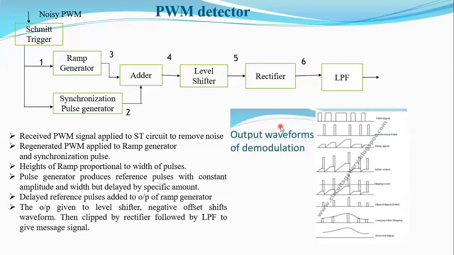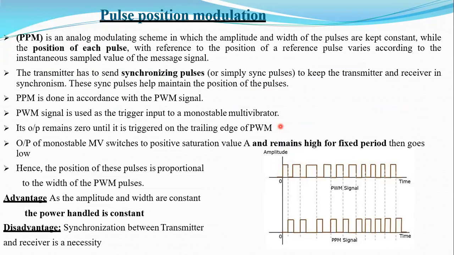Now coming to the next, we have pulse position modulation. Let me start with the definition. Pulse position modulation is also an analog modulation scheme in which the amplitude and the width of the pulses are constant, while the position of each pulse is varied. So we have two constant parameters here, amplitude and width, and the position will be varied. The position of these reference pulses varies according to the instantaneous sample values of the message signal. And this pulse position modulation can be obtained from the pulse width modulation.